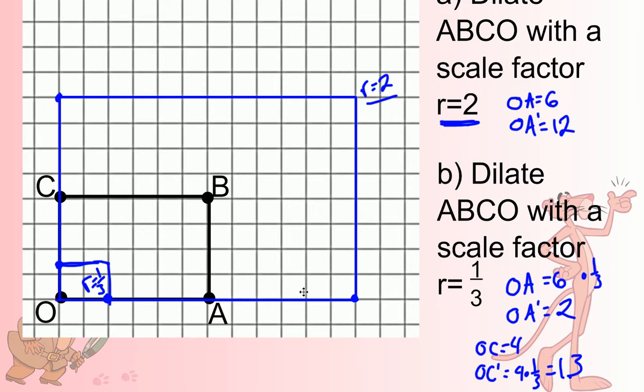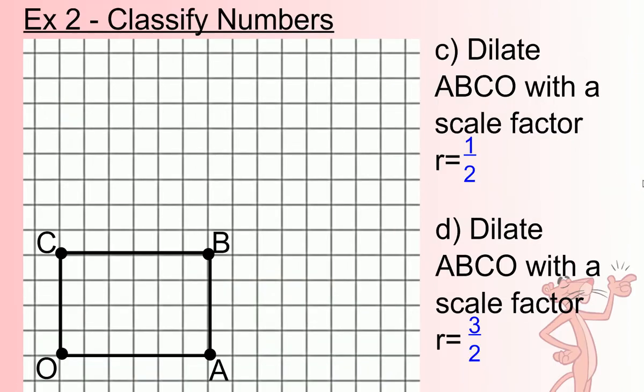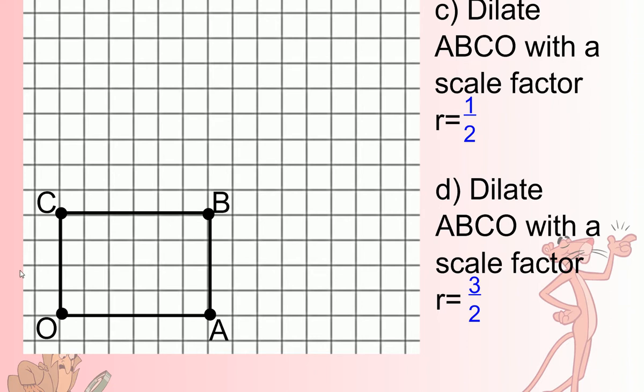Now, on the next slide here, I don't have these 2 original images down, but I have 2 more that I'd like you to make. So for letter C, please dilate this ABCO with a scale factor of 1/2, and then again with a scale factor of 3/2. So pause the video, try it right now. When you unpause the video, I'm going to have the other 2 images back up here. Alright?